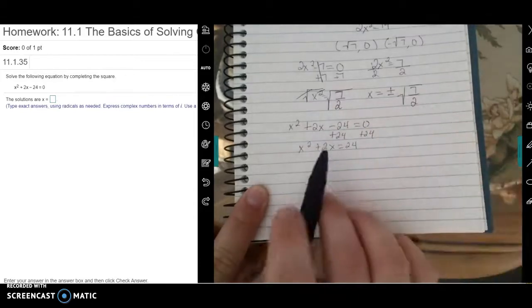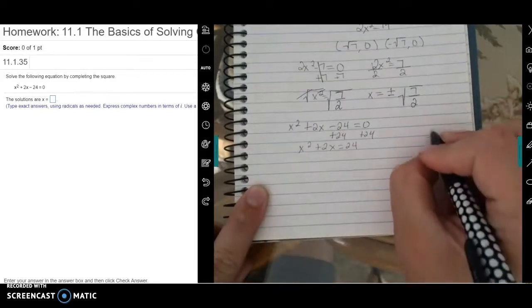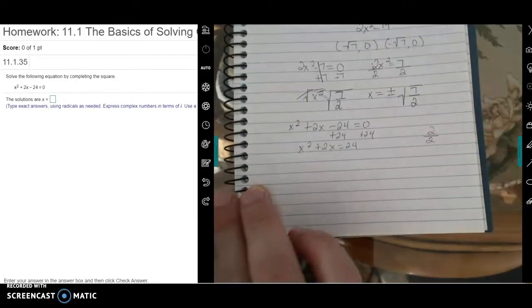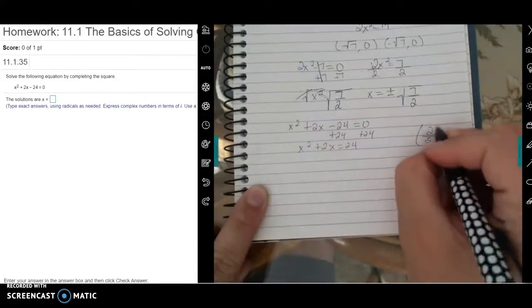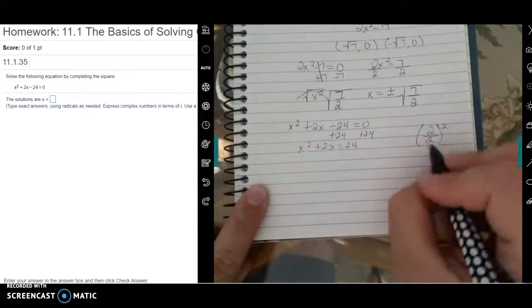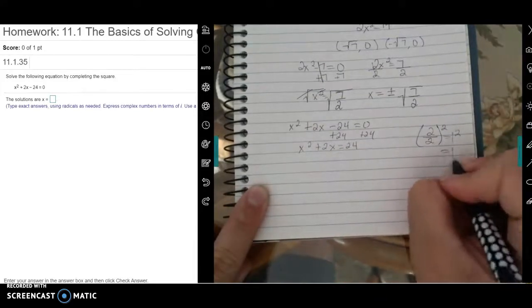Now what you do is you take the number in front of the b, okay? You take your number in front of the b, which is 2. You're going to divide that by 2. Always divide it by 2, okay? And then you're going to square it. So 2 divided by 2 is 1. And so that would give me 1 squared, which is 1.